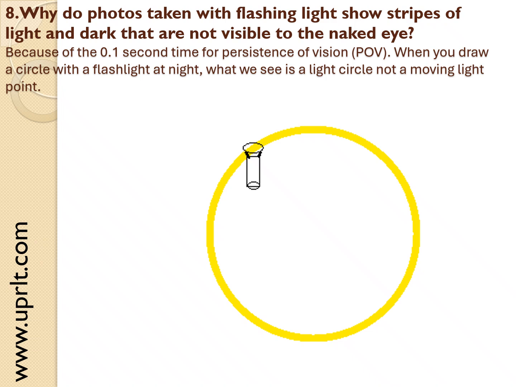Why can't people's eyes detect the stripes of flicker? Because of the 0.1 second persistence of vision, POV. When you draw a circle with a flashlight at night, what we see is a light circle, not a moving light point.